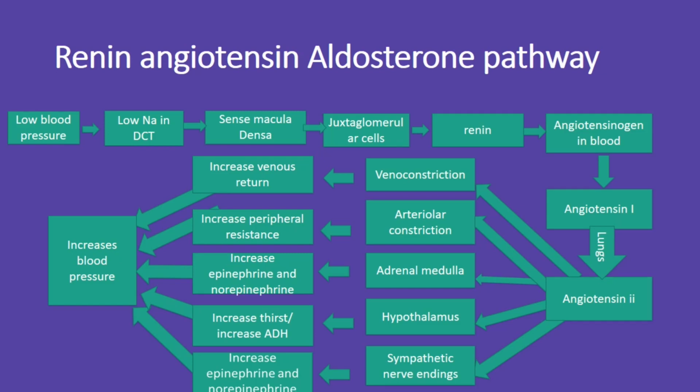Additionally, angiotensin II directly stimulates the hypothalamus, leading to increased thirst sensation and secretion of ADH, which increases blood volume and pressure. Furthermore, angiotensin II stimulates sympathetic nerve endings, increasing sympathetic drive and further promoting vasoconstriction. Lastly, angiotensin II causes vasoconstriction of both afferent and efferent arterioles in the kidneys, reducing blood flow and urine production.